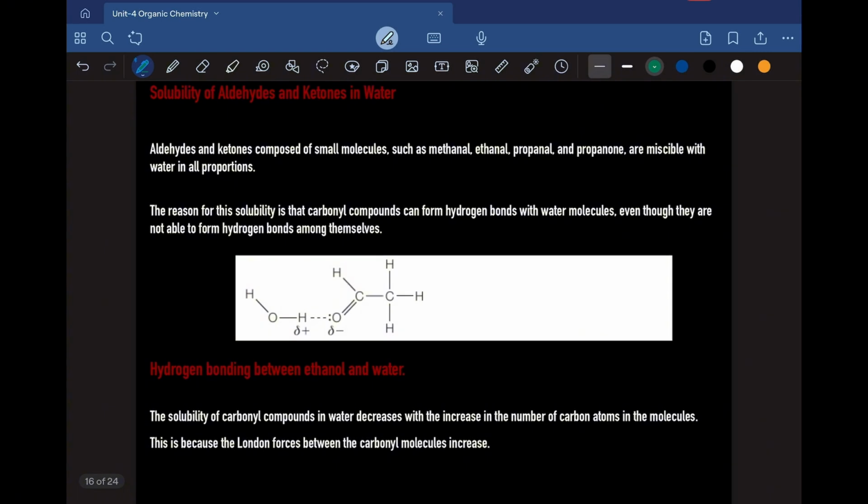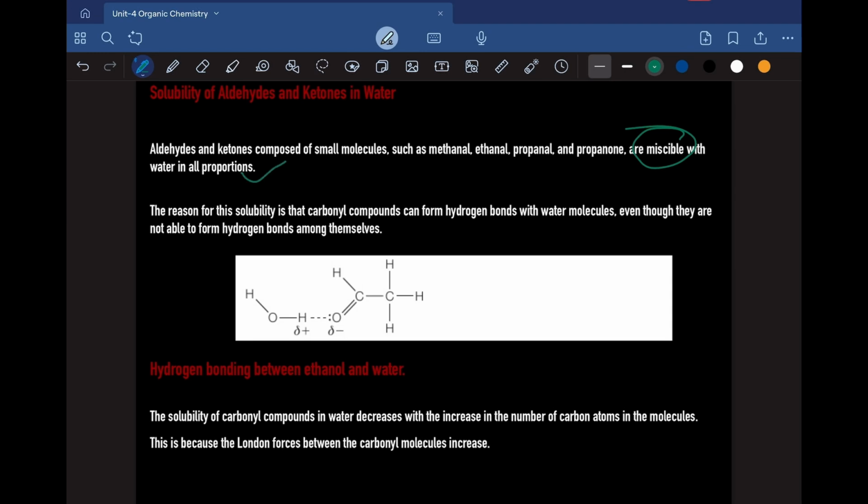Now let's learn about the solubility of aldehydes and ketones in water. Aldehydes and ketones composed of small molecules such as methanal, ethanal, propanal, and propanone are miscible in water in all proportions. So that means smaller molecules of aldehydes and ketones are miscible. That means they can mix with water in all proportions.